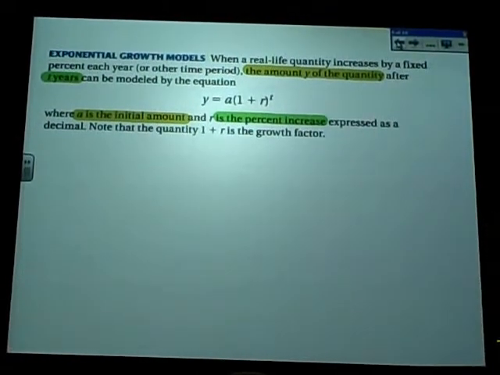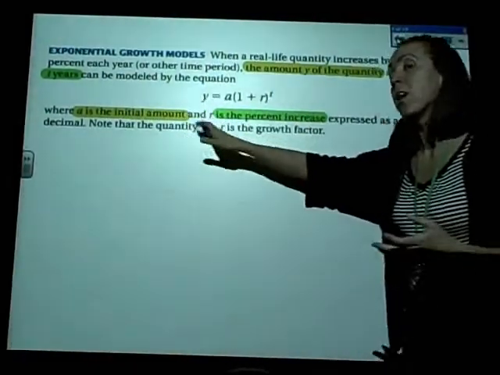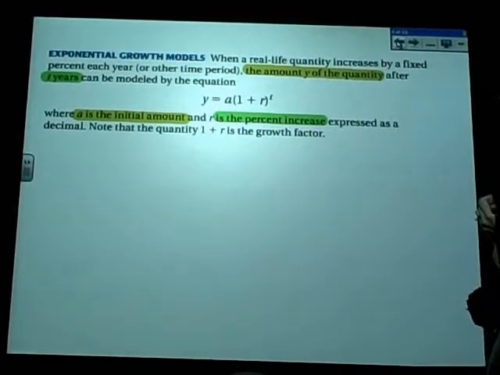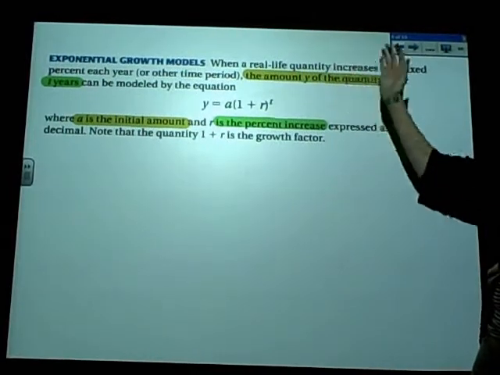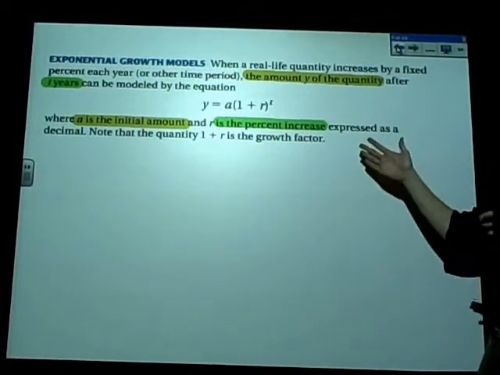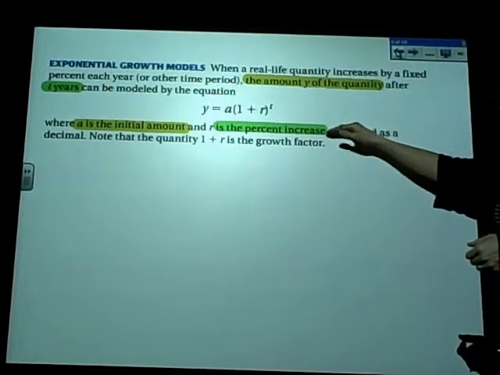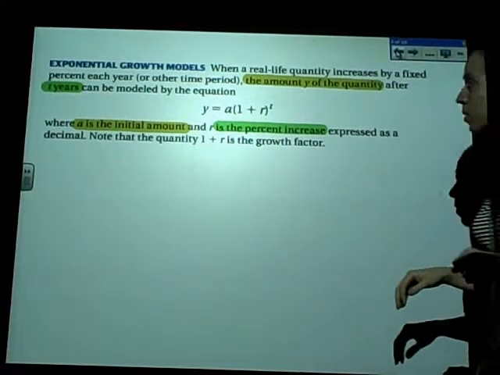For example, right here, where we would use this is you would have an exponential growth model that data would go into. Okay, so it says up here, this is an excerpt right from your book, if you need to see this in front of you, but it's the same thing as your book. So when a real life quantity increases by a fixed percent, it goes through and explains that. I'm not going to read that.